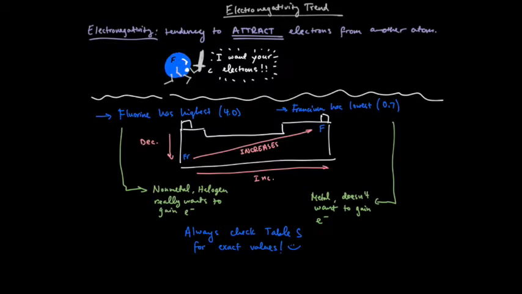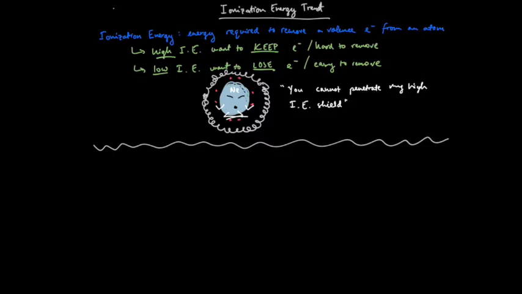Okay, ionization energy is next. Ionization energy is the energy required to remove a valence electron from an atom. So if you have a high ionization energy, you want to keep your electrons, and it's going to be hard for other atoms to remove them. Whereas those with a low ionization energy want to lose electrons, so it's much easier to remove them.